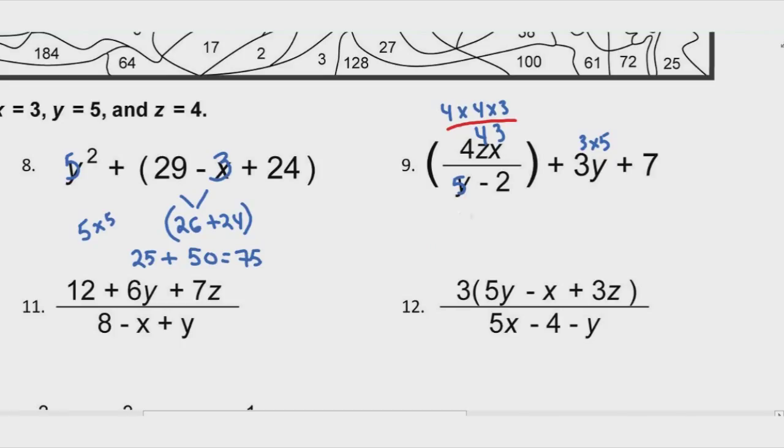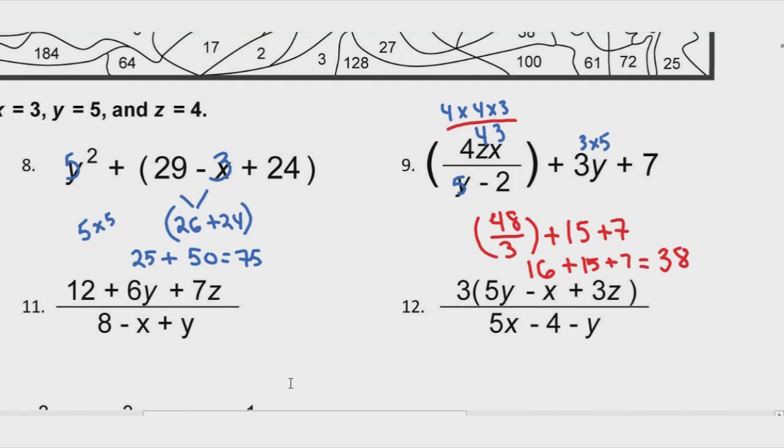So you're going to end up with 48 up on the top. And then we have 5 minus 2, which gives us 3, and this is all in parentheses. Then over here we have plus. We can really quick multiply the 3 times 5, which is 15, plus 7. 48 divided by 3 is going to give us 16, plus 15, plus 7. Order doesn't matter. 7 plus 15 is 22, plus 16 is 38. So our answer is 38.